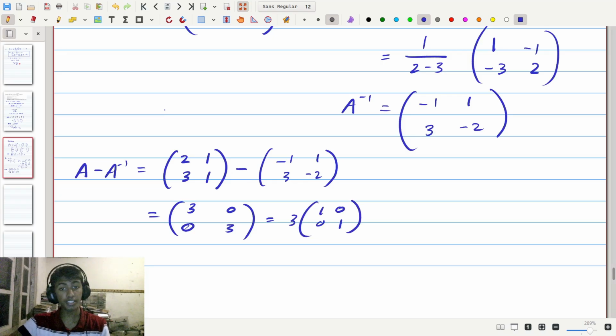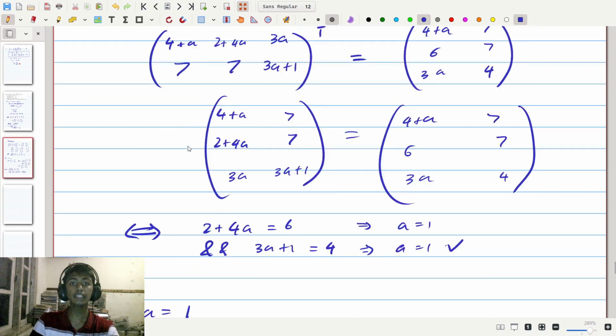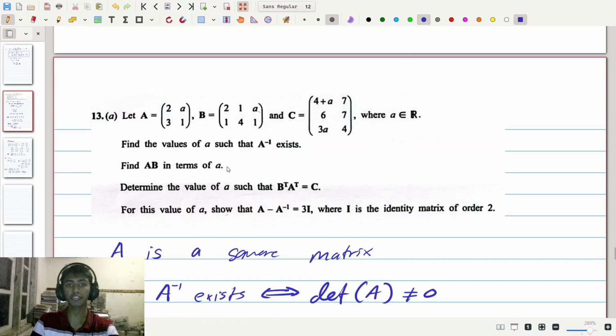And this matrix here, 1, 0, 0, 1, is the identity matrix for a 2 by 2 matrix. And therefore, as we defined above, this is going to be equal to 3 times capital I, which is what we wanted to solve, where capital I is the 2 by 2 identity matrix. So as the question defined, I is the identity matrix of order 2. So now that we've done that, we've solved all of the questions in this problem.